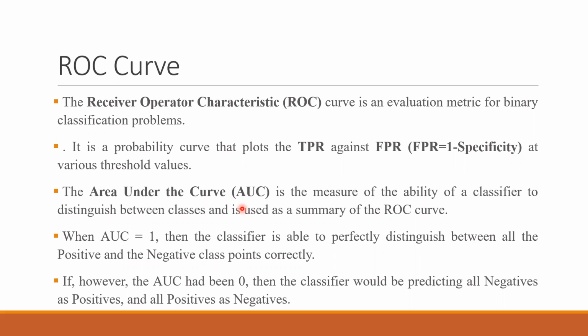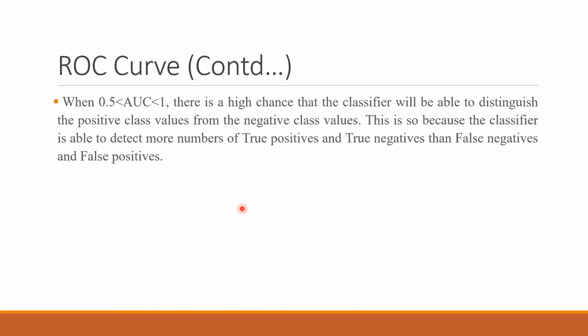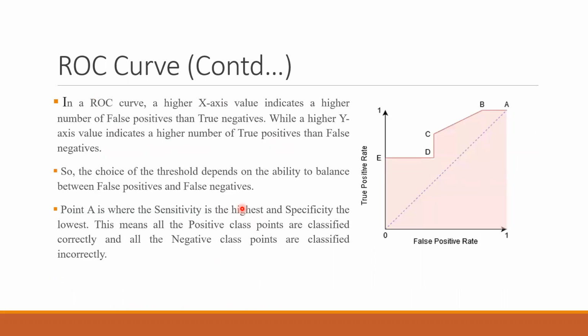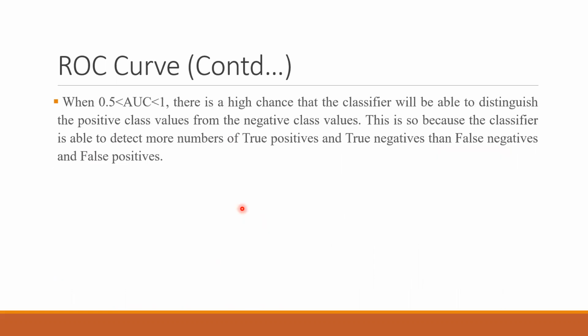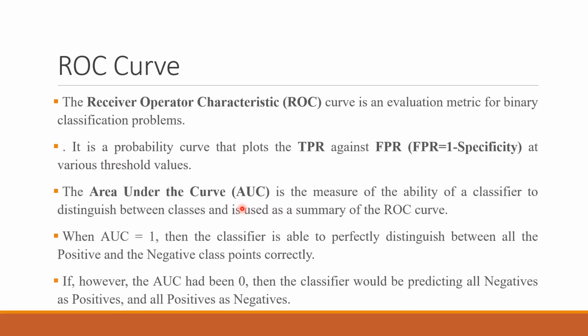Now when AUC is equal to 1, then the classifier is able to perfectly distinguish between all the positive and negative classes correctly. And if AUC is 0, the classifier would be predicting all negatives as positive and positives as negative. So let's see and understand it through a curve. I will come to this, but before that, I want to make the curve here and discuss something with you. 1 second, I'm connecting my pen tablet.